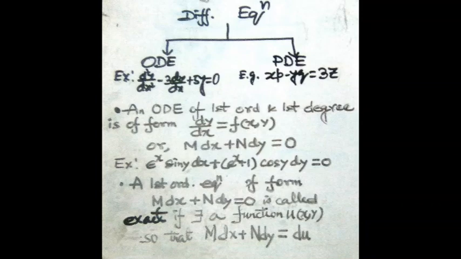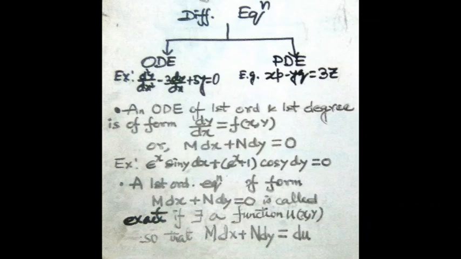So an ordinary differential equation of first order and first degree is of the form dy/dx equals f(x, y). That means the derivative will be a function of x and y. Or simply it will be of the form M dx plus N dy equals 0, where M and N are functions of x and y. For example, e^x sin y dx plus (e^x plus 1) cos y dy equals 0 is an example of an ODE of first order and first degree.